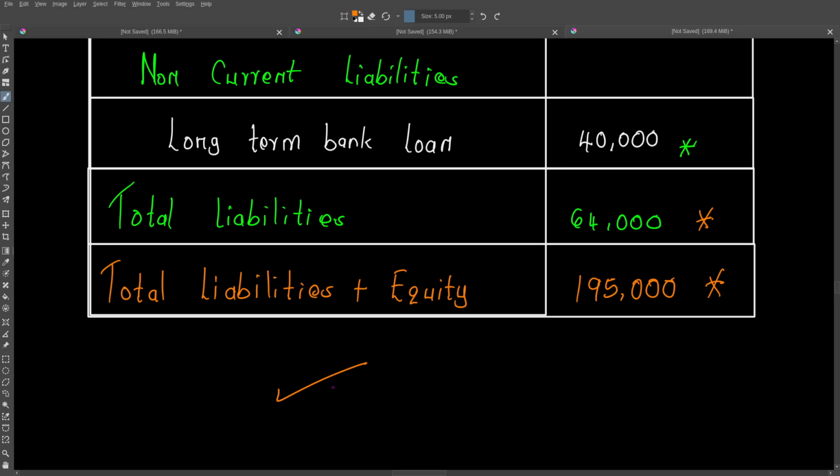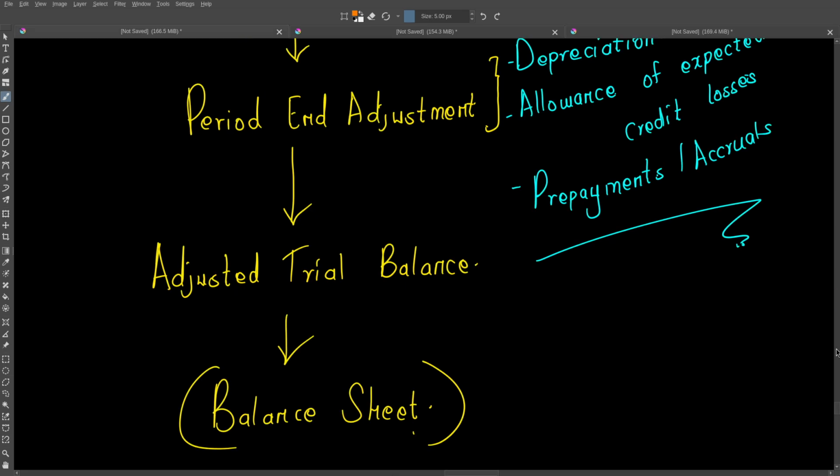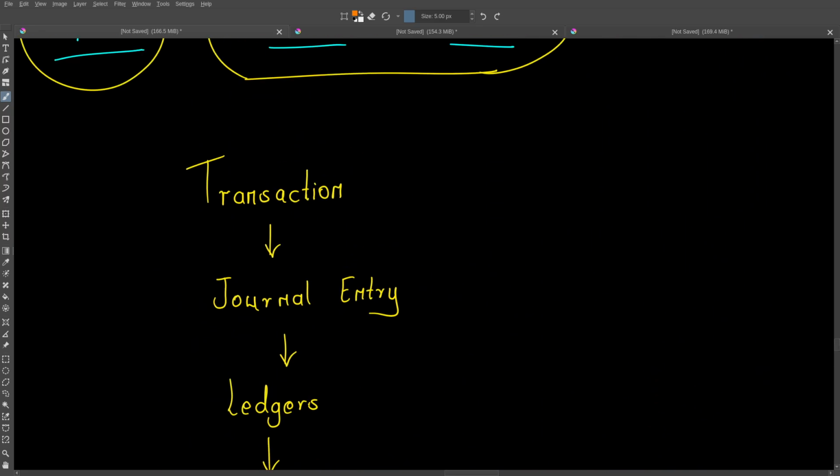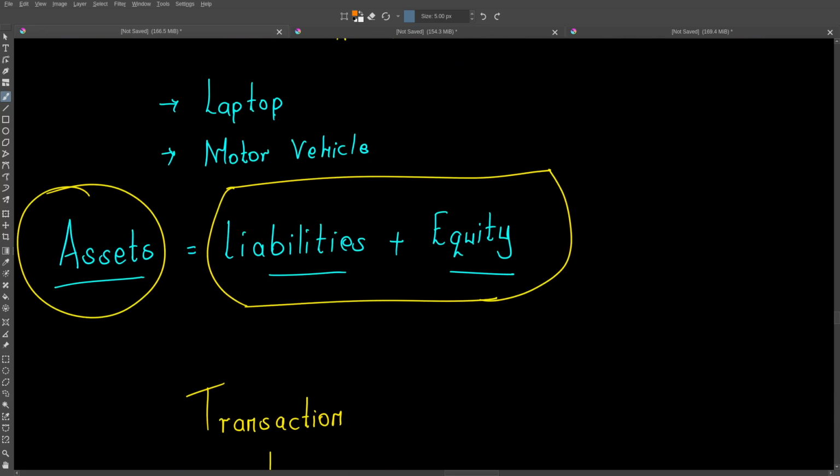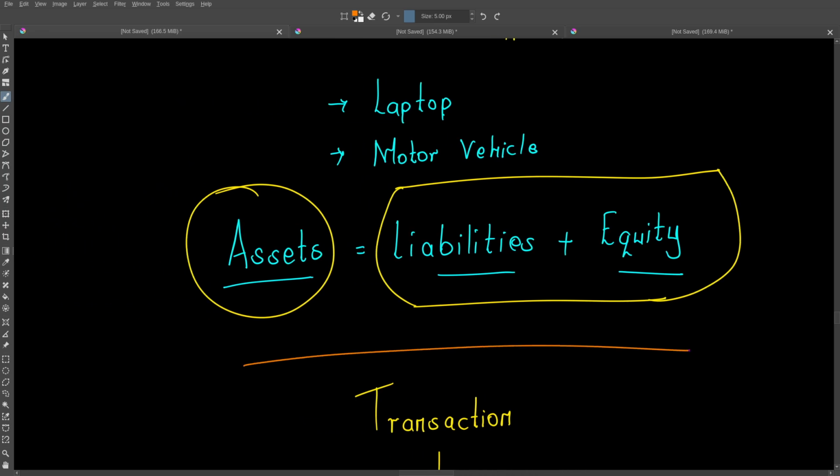Remember, in a balance sheet, we are going to have the assets of the business. The assets in the business are going to be equal to the liabilities plus equity. Okay, that is very key.